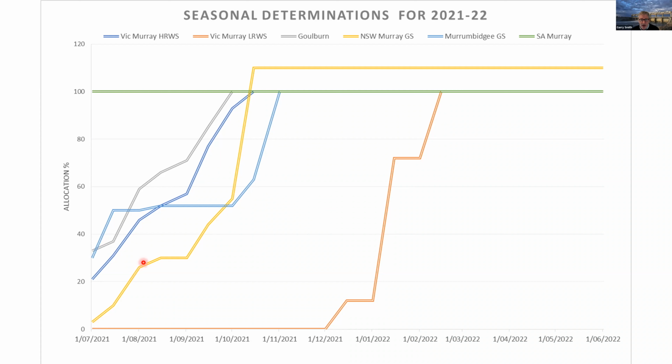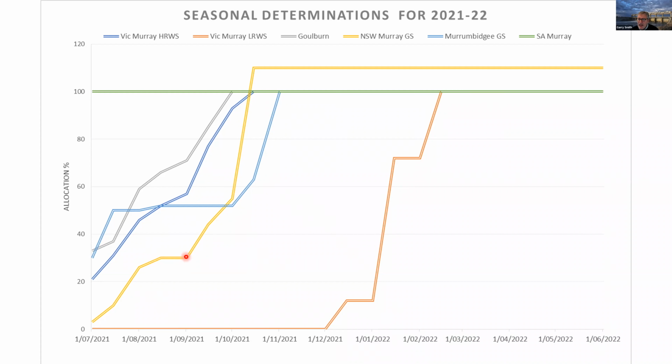You can see it took off quite well, flattened out at about 30% for a little while, and we'll cover that a bit later, and then took off again in September and rose quite rapidly through to the maximum of 110% that's allowable under the water sharing plan in New South Wales. This last trace is the Victorian Murray low reliability watershed, and you'll see that high reliability watersheds reached 100% in early October. Then there was a bit of a gap until early December when we started to take off, and allocations to low reliability watersheds were announced.